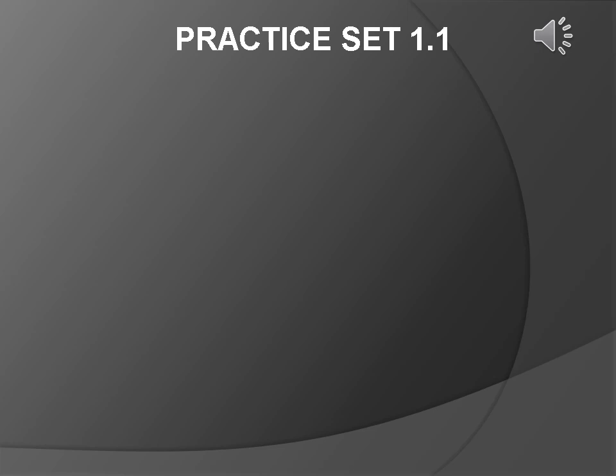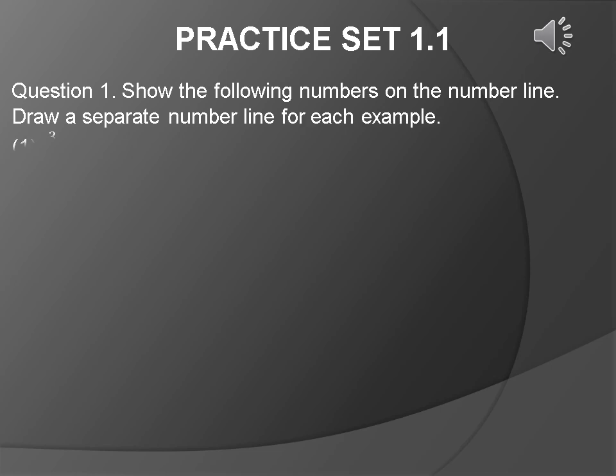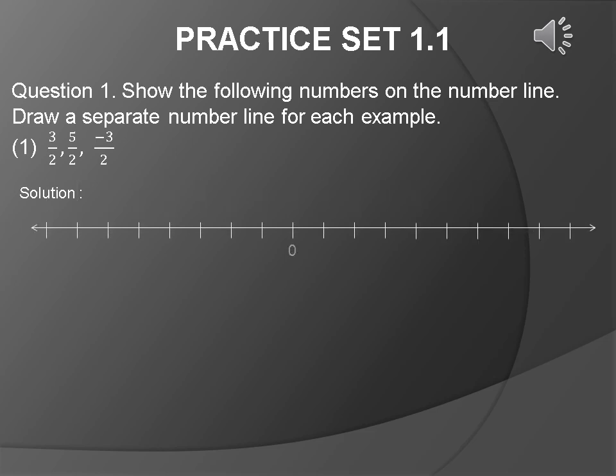Let's solve practice set 1.1. Question number 1. Show the following numbers on the number line. Draw a separate number line for each example. Example 1. Show 3 by 2, 5 by 2 and minus 3 by 2 on the number line. Solution. Let us draw a number line first. Show 0 on it. Here the numerator is greater than the denominator.